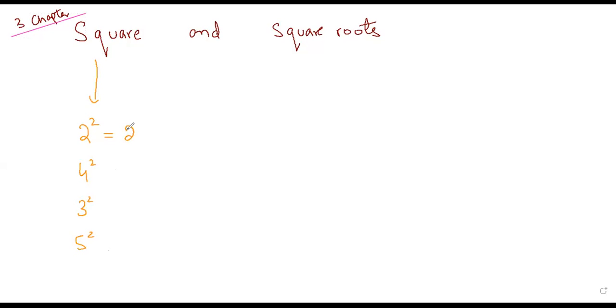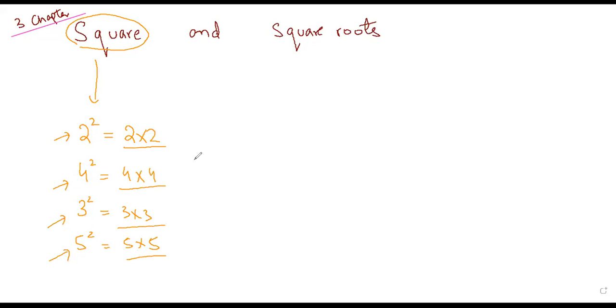I can think about it this way: 2 multiplied by 2, then 4 multiplied by 4, then 3 multiplied by 3, and then 5 multiplied by 5. Square of any number is basically multiplying that number with itself. 2 square is 2 into 2, 4 square is 4 into 4, 3 square is 3 into 3, 5 square is 5 into 5. So 2 into 2 is 4, 4 into 4 is 16, 3 into 3 is 9, 5 into 5 is 25.